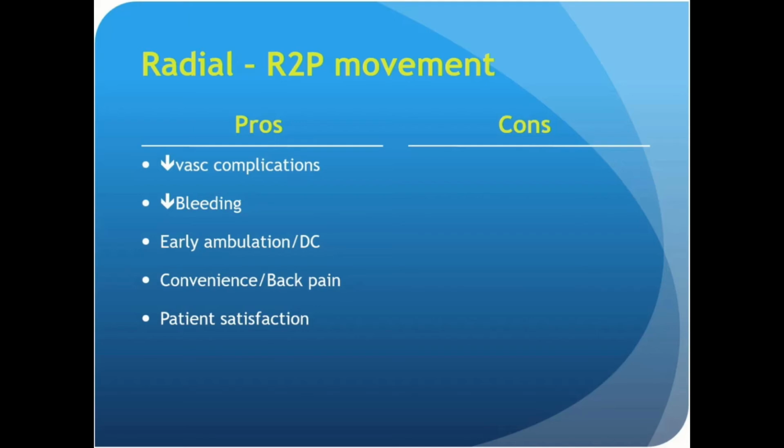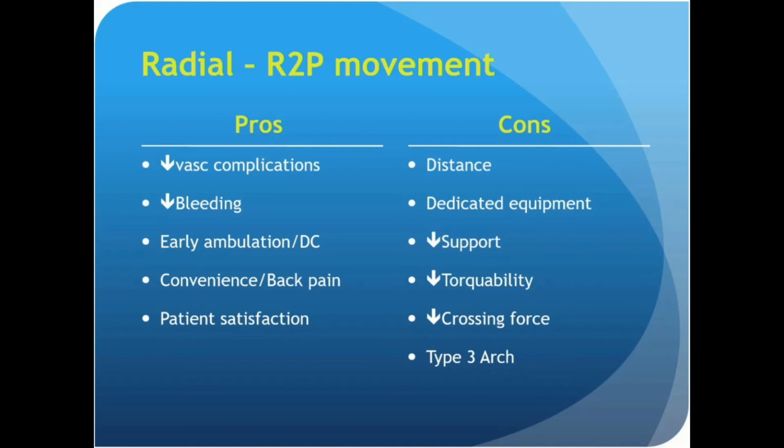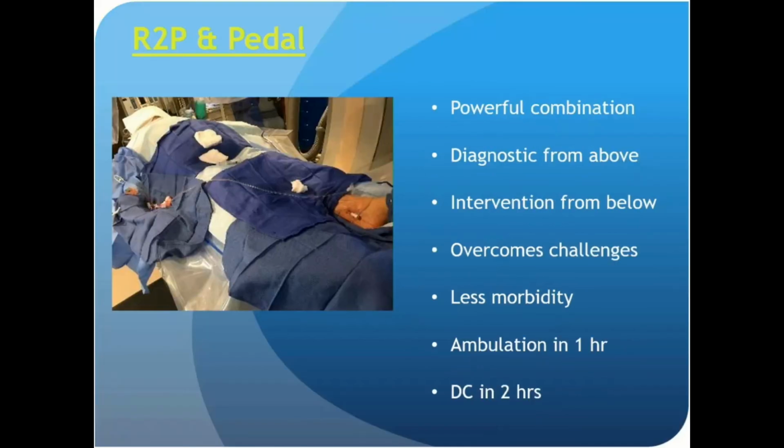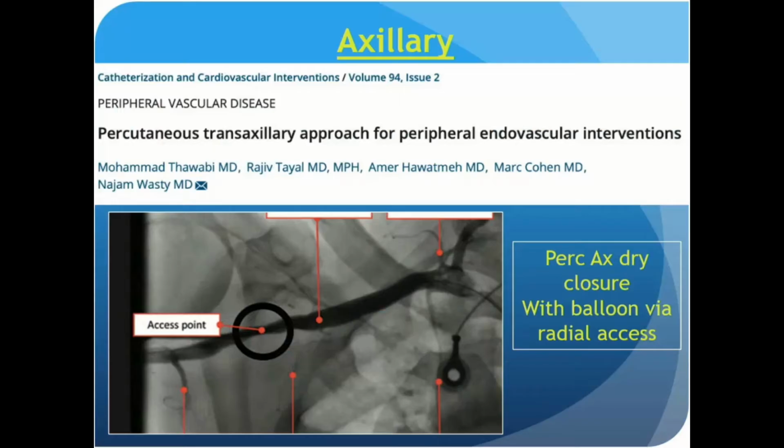The radial to peripheral movement has taken off, and there's a dedicated series of equipment that has pros and cons, but the major advantage is the patient morbidity, the decreased vascular complication, and early discharge. Of course, we're not going to pick that for iliac occlusion since the support is suboptimal. The combination of radial to peripheral with pedal access is optimal: diagnostic from above and interventions from below, and that has been a technique that we have picked.